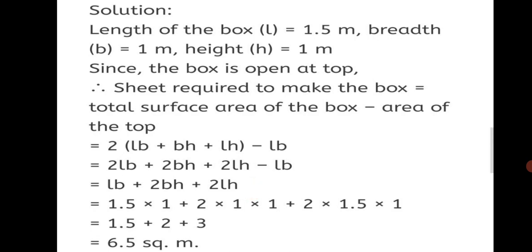Now substitute. Length into breadth is 1.5 into 1 plus 2 times breadth into height means 2 into 1 into 1 plus 2 times length into height means 2 into 1.5 into 1. This is equal to, complete the multiplication first. So 1.5 plus 2 plus 3. Complete the addition now. 6.5 square meter is the total surface area of the box when we minus the top portion. So this much sheet will be required to make the box. How much? 6.5 square meter sheet will be required to make the box.